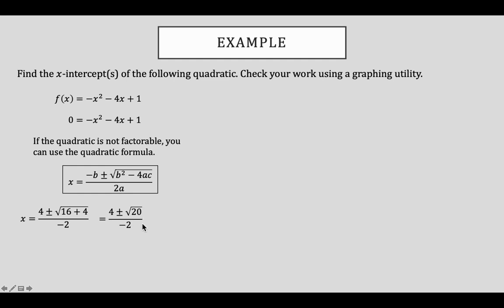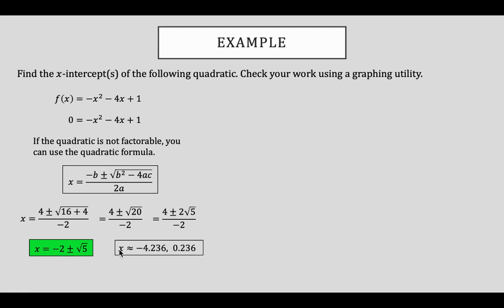All right, can we simplify any of this? Yes. Let's start with our radical right here. Root 20, do we have any factors of 20 that are perfect squares? Well, that would be 4 times 5, so this becomes 4 plus or minus 2 root 5, divided by negative 2. And now we can divide each term up top by negative 2, giving us our final answer of negative 2 plus or minus root 5. All right, those are the zeros and the x-intercepts of this particular quadratic using the quadratic formula.